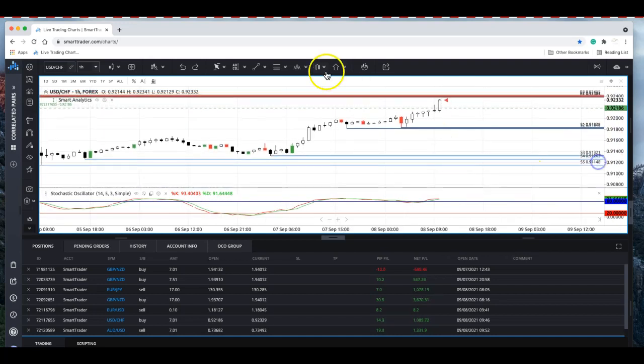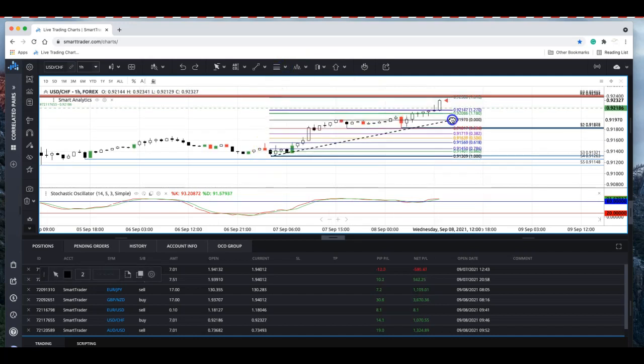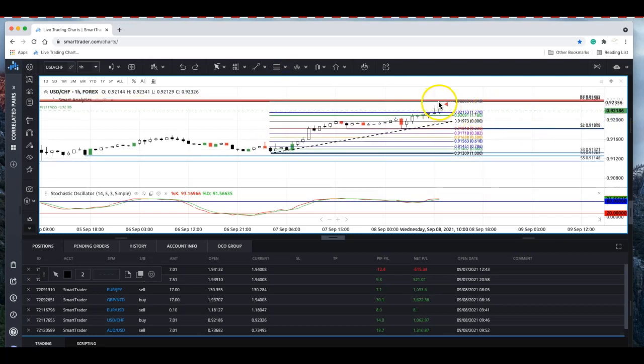So if we took our Fibonacci tool from the swing low to the swing high up here, notice that price. So that's my exit. When it reaches 92.40, I'm out. And I'm able to capture maybe 15 or 16 pips on this trade.